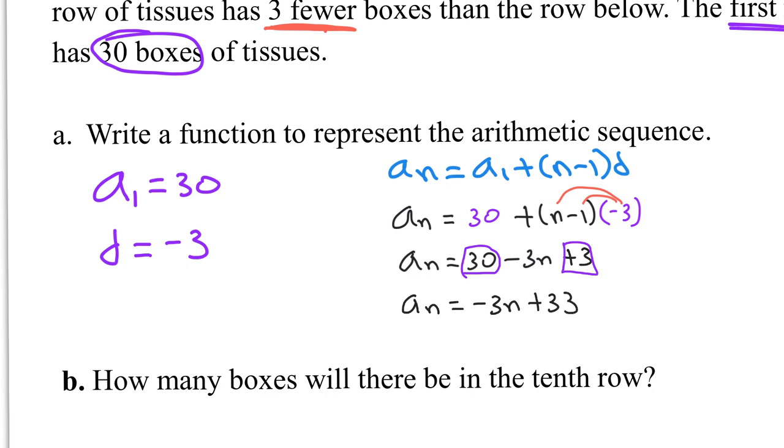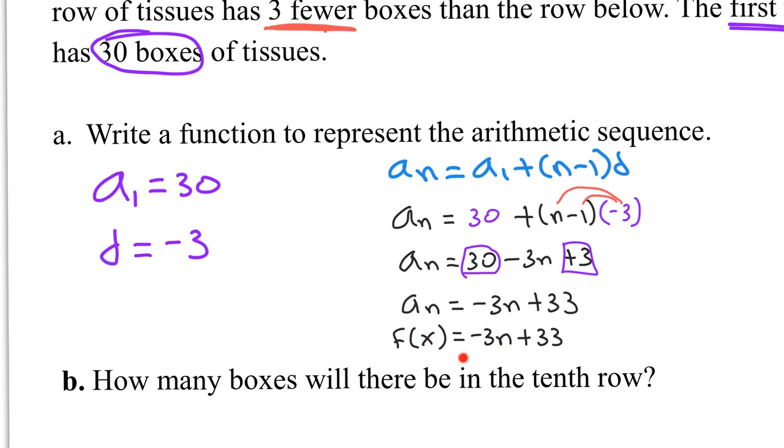Now, that's the equation. Now, function notation is when we actually use f of x. So f of x equals -3n plus 33. But let's go ahead and change this x into n because we do have an n here.